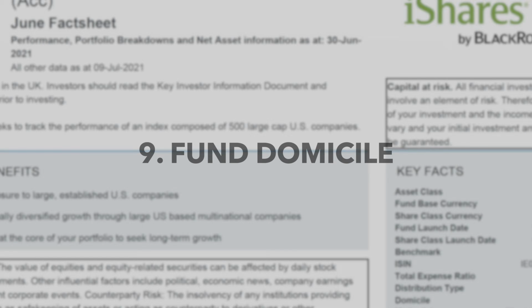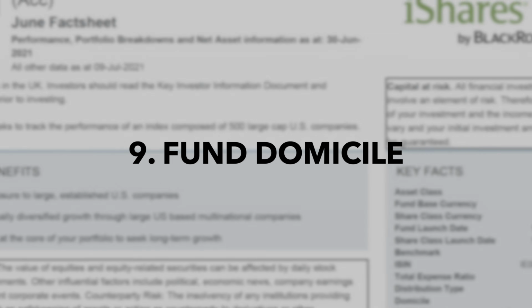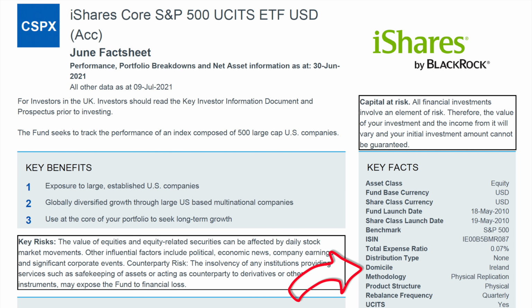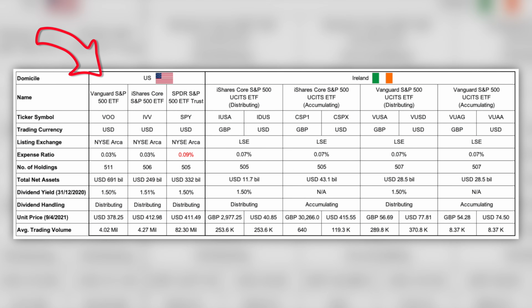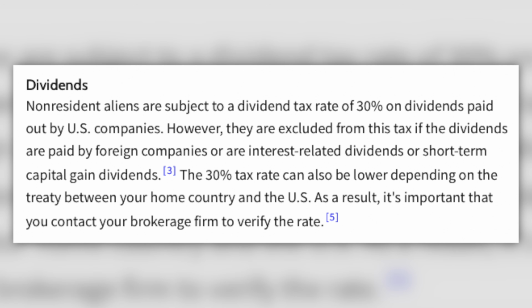Speaking of domicile, this brings me to the next thing that you need to look at, because depending on where the fund is domiciled, you will have to pay taxes accordingly. And by the way, domicile means where the fund is based. If you are investing in US domicile ETFs like the Vanguard S&P 500 ETF VOO, which is arguably the most popular ETF out there, then you will be subjected to US taxes, such as the 30% dividend withholding tax if your country does not have a tax treaty with the US.